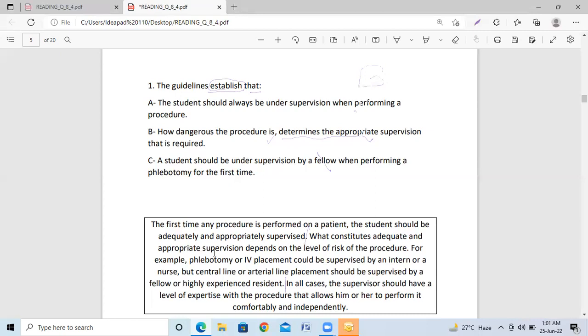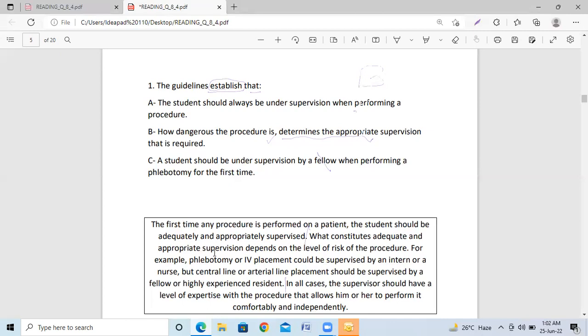They have then mentioned two procedures, phlebotomy or IV placement, as examples. And then they said, who can supervise a student for these procedures? An intern can do that, as well as a nurse can do that, okay? Now, but whenever you see the word but or whatever or however, such linkers are very important. You should know that important information is coming, so you should be very careful, okay? But central line or arterial line placement should be supervised by a fellow or a highly experienced resident.